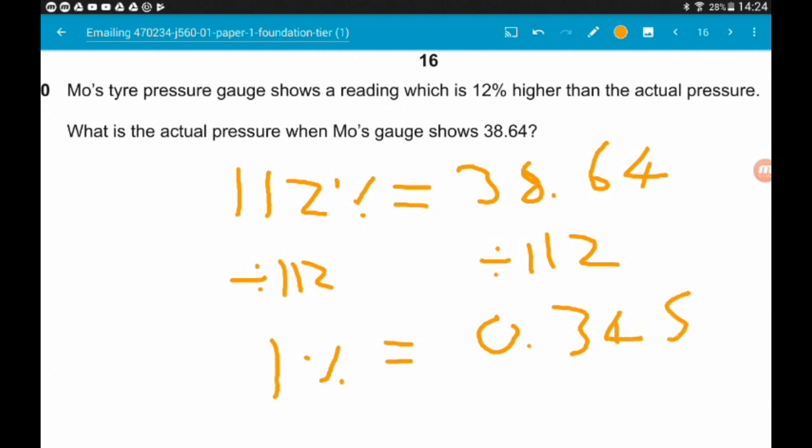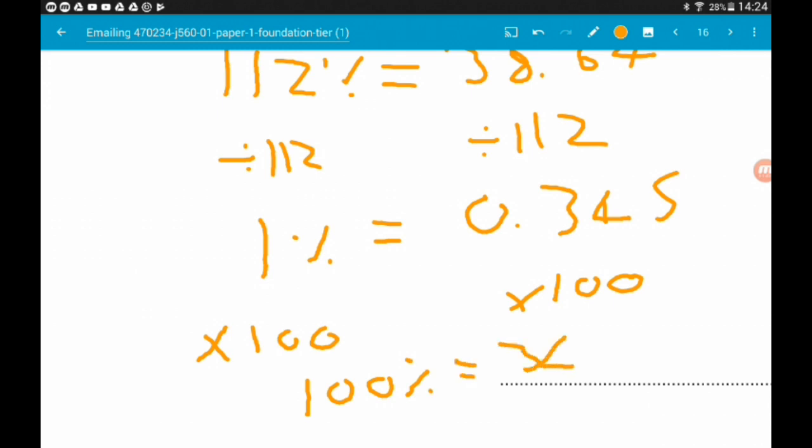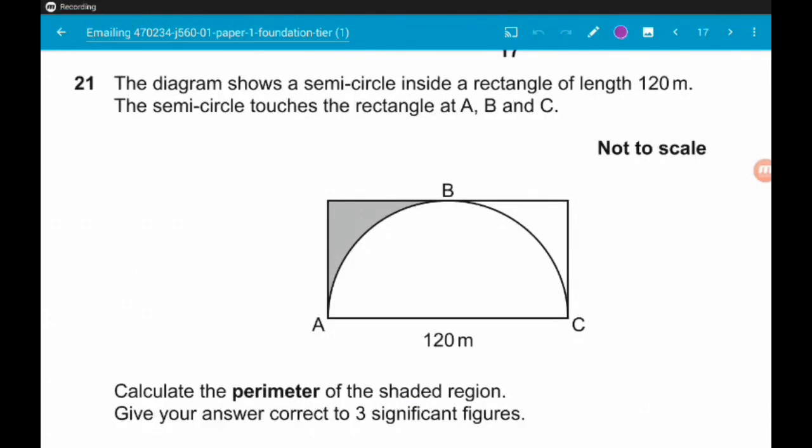0.345, and then to get to 100% we multiply by 100. So we get 100% is 34.5. Good times. Okay, question 21, so probably quite a tricky one here.